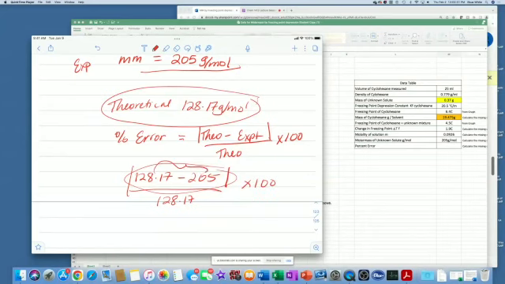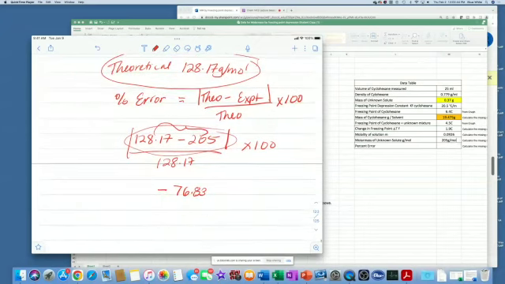So I'm going to find the difference between these two numbers. 128.17 minus 205 equals negative 76.83. Okay? We're taking the positive value of that, so it's going to be the positive value divided by 128.17 times 100.